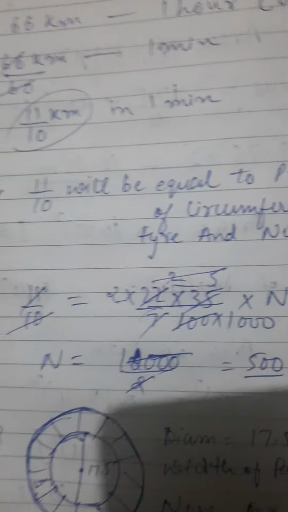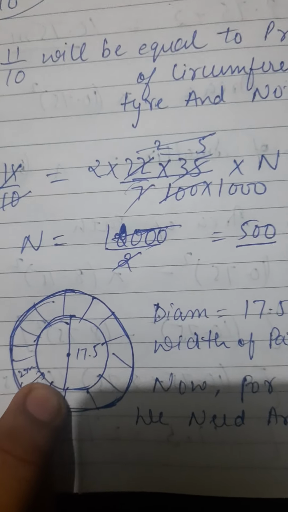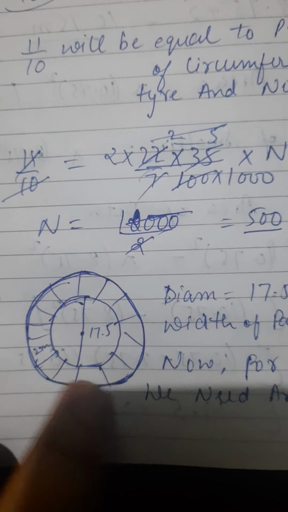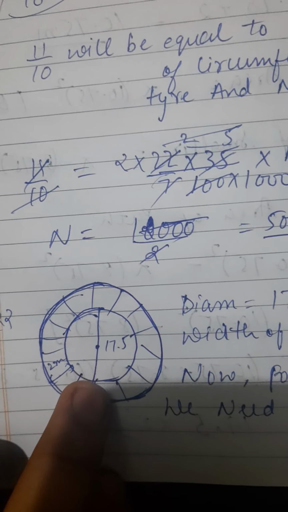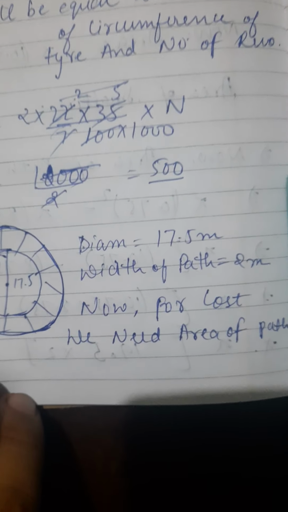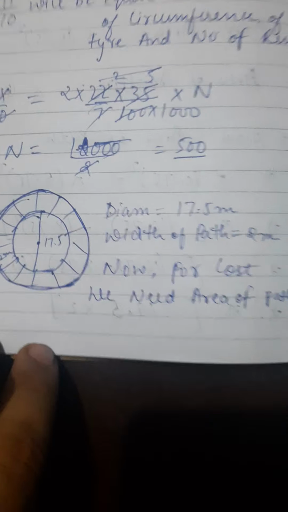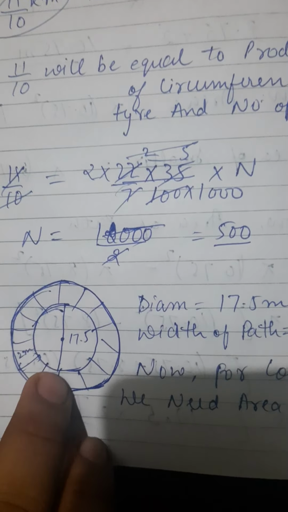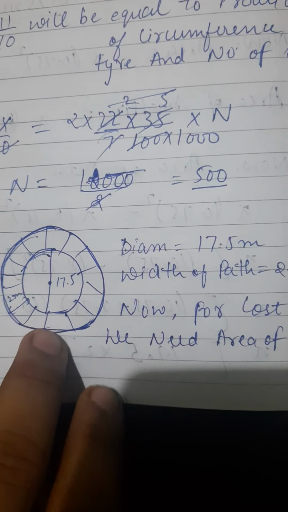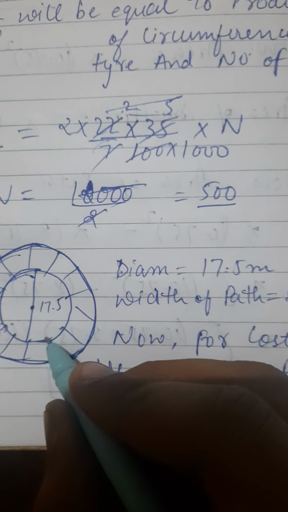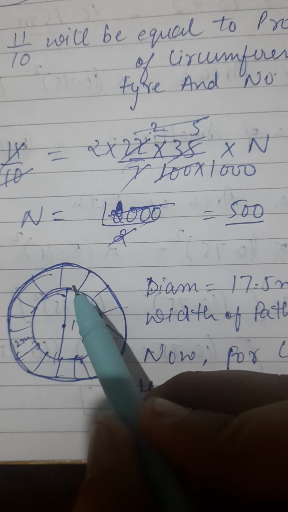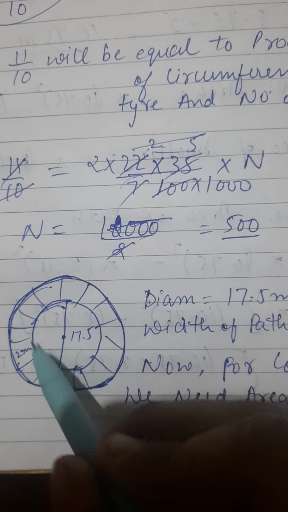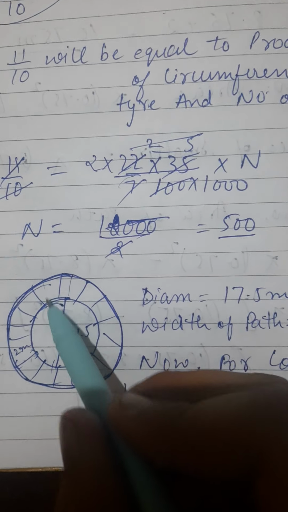So we have drawn a figure for this question. Like this is that well or pond, and this is the path, that shaded one, and the width of this path is 2 meters, and diameter of this pond is 17.5 meter. So for the cost, we first need the area of this path, so that we can multiply it by rate and find the cost. So now for the area of this path, if we look into the figure, we can get the area of this path by subtracting this smaller circle from this bigger circle. So as we subtract this smaller circle from bigger circle, we can find out the value of the shaded part.